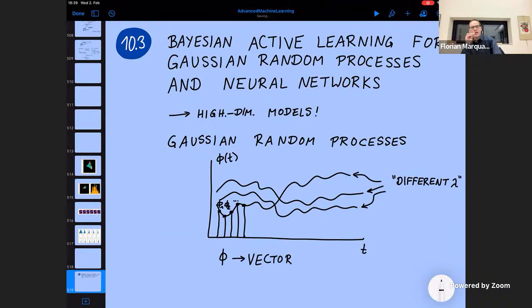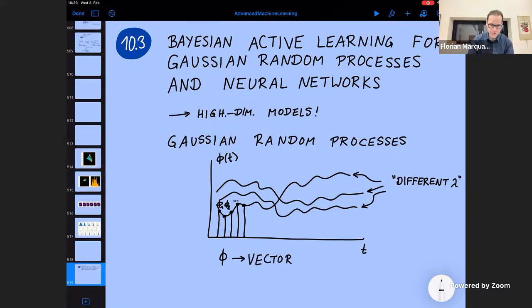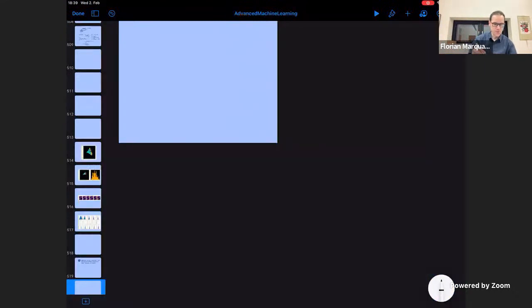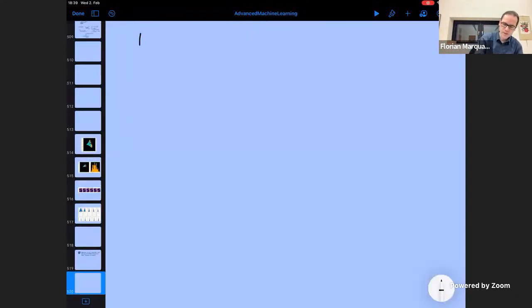And now we imagine that we have a prior distribution over phi, just as we imagined when we first discussed Gaussian random processes. And that after you do a measurement, so you figure out what is the value of phi at a particular time point t, after you do this measurement, you can do your usual Bayes update. And we already did this actually for Gaussian random processes. So we can apply Bayes, which we did before.